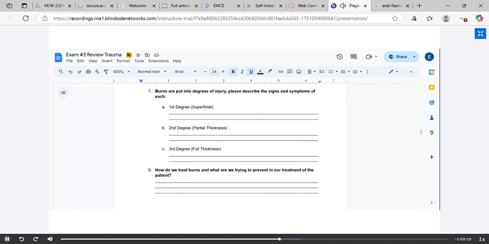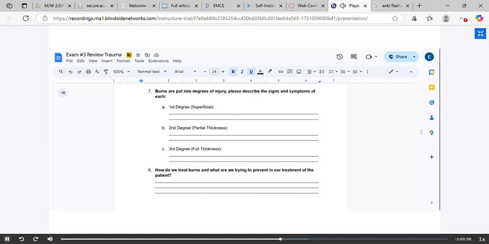Now, your second degree, which is what we call the partial thickness, some of you may have had this also, right? Because this is where you have blisters. The burn is a little bit deeper into the dermis. And because it's deeper and it involves more layers and more portions of the dermis, then you're going to see more injury, right?